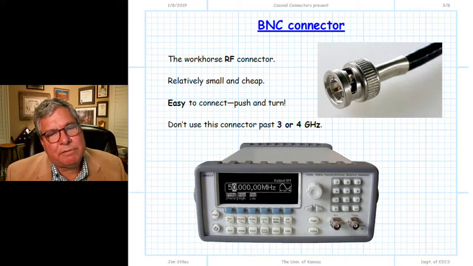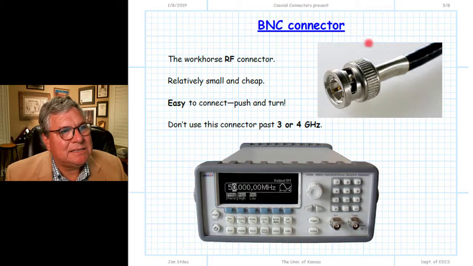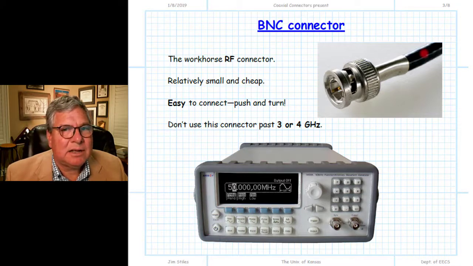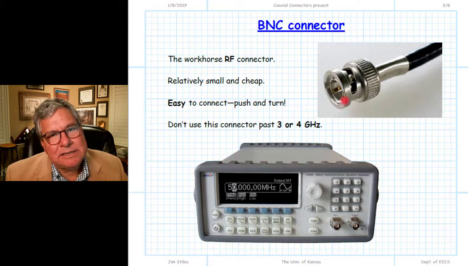Perhaps the second most prevalent coaxial connector that you find is the BNC connector. It fits about the same size coax as the SMA. So again, it's a low power connector. The benefit of the BNC is it's easy to connect.